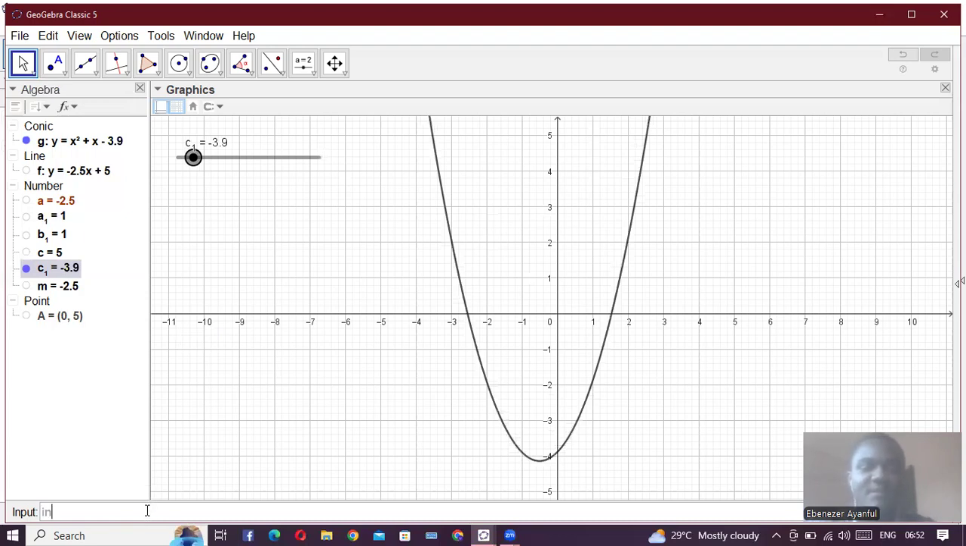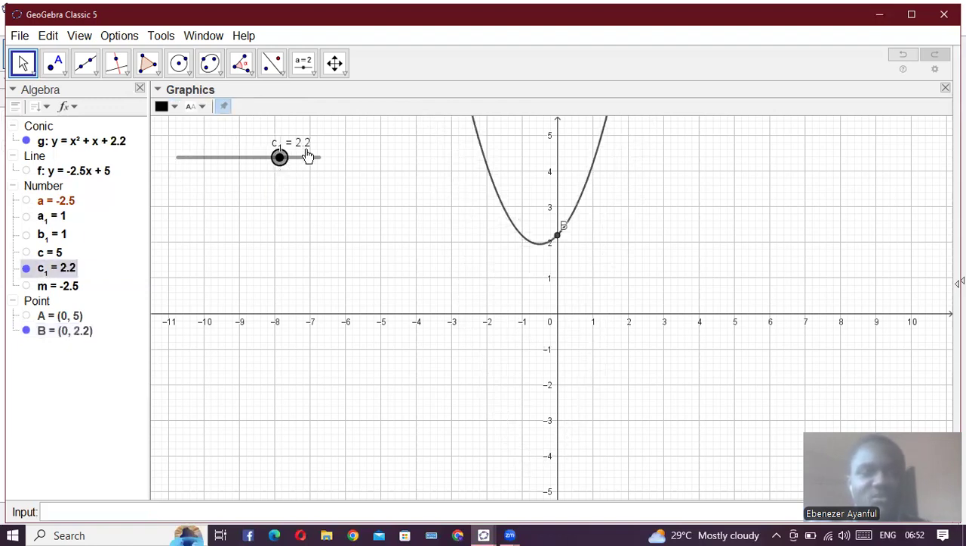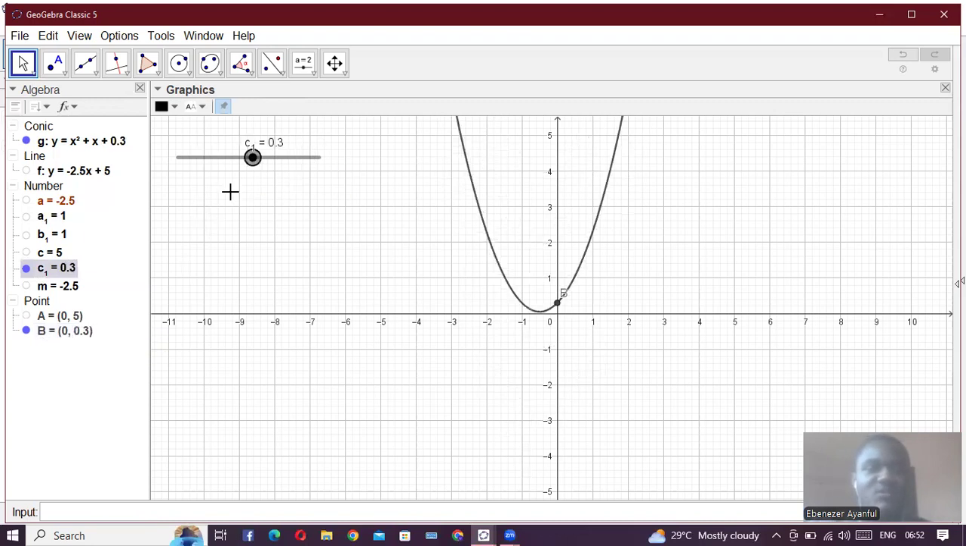So when I use the same intersect function, and I select the curve, which is J, and then the y-axis, you see that we get a point here, and the y value of that point B is negative 2.9, the same value as the constant. So now it's at 2.2 and it's also at 2.2 here. So that's the purpose of the C. It moves the curve either up or down.